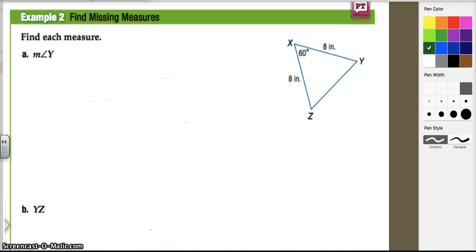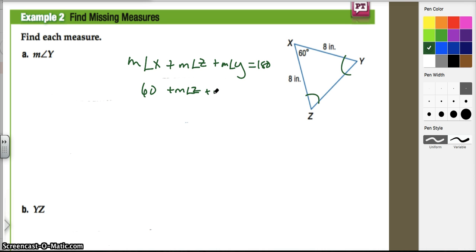Here in example 2, we're going to exploit those two corollaries we just talked about. And what we have is we're going to find the measure of angle y. Well, if I look at this figure, I see that I have an isosceles triangle. I can put these marks here to say that these two angles must be congruent, recognizing that the measure of angle x plus the measure of angle z plus the measure of angle y must all equal 180, lets me know that if I replace this with 60, then the sum of the measure of angle z and the measure of angle y must therefore be equal to 120, right?